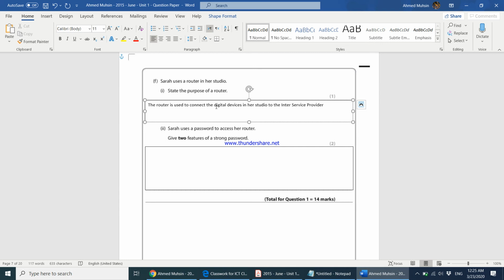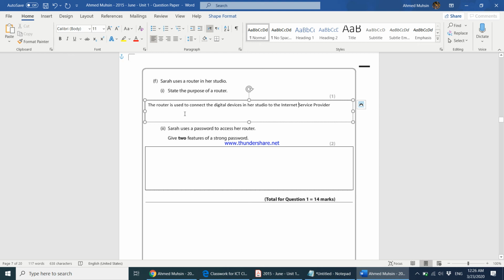She will be having digital devices in her studio, maybe her desktop, her laptop or smartphone. Now when she wants to connect all these devices to the internet, she can connect to the internet service provider using a router. In order to connect to the internet, she needs a connection to an internet service provider, isn't it? She has to have an internet connection in the office. So her router is the device that will connect to the internet service provider. Is it clear? Her devices will connect to the router, the router will connect to the internet service provider, and in return she will have access to the internet.